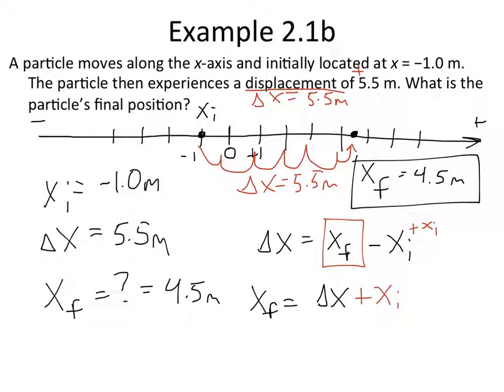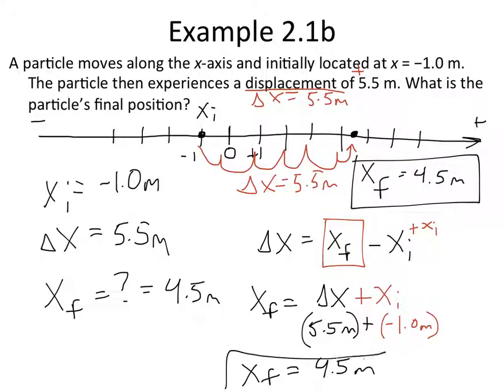Well, our displacement is 5.5 meters. All right. Plus our initial position was, recall, negative 1.0 meters. All right. So our x final is going to be 5.5 plus negative 1. Of course, that's 4.5 meters. That's our final position right there.